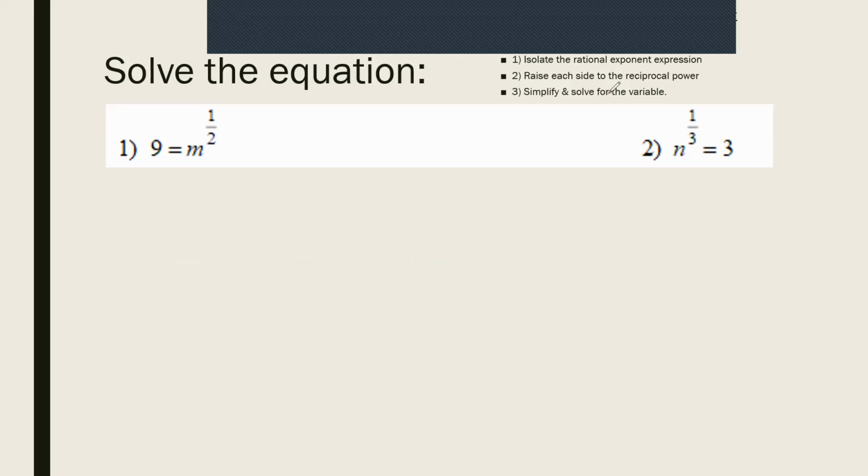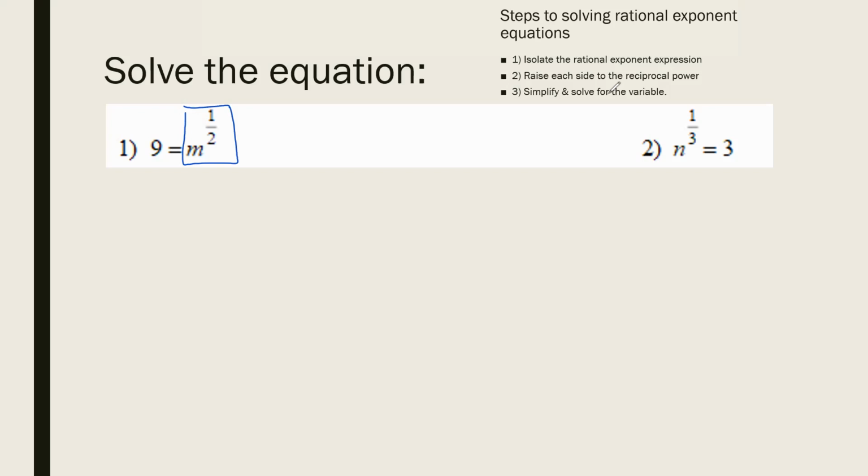So step 1, isolate the rational exponent expression. I like to find your exponent and the base immediately below it and put a box. If the box is alone on one side of the equation, then it is isolated. Then step 2 says raise each side to the reciprocal power. So that expression you boxed, look at the exponent. Raise both sides to the reciprocal power. So I'm raising m to the 1/2 to the 2/1 power. And whatever I do to one side, I have to do to the other.